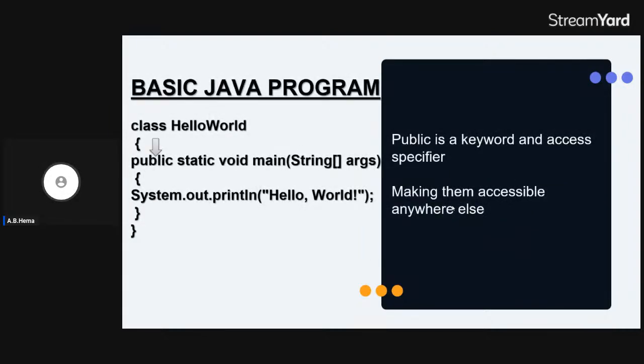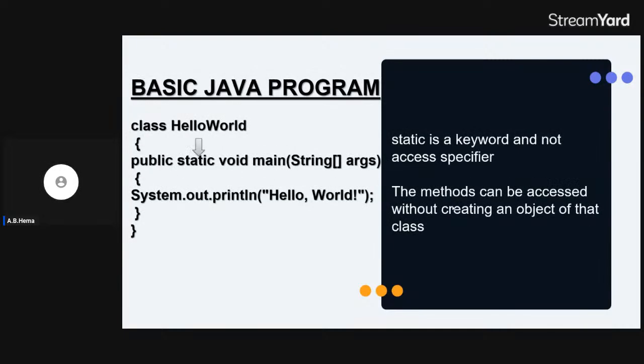And then we have this public. Public is actually a keyword and an access specifier, which indicates that that particular method can be accessed anywhere in the program. And then we have static, which is another keyword, but you have to remember one thing here: it is not an access specifier, but it is used to access the methods of a class without creating an instance for that particular class.